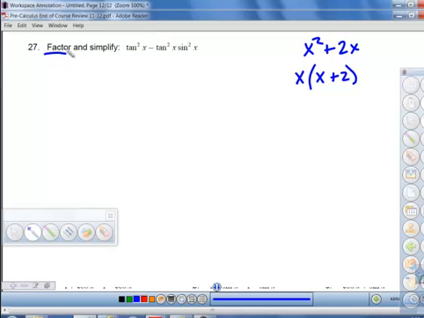But this one just says to factor and simplify if you can. So do you see a common factor in each of these terms? Yeah, they both have a tangent squared. So if I pull out a tangent squared, then this is just going to be a 1, and then I have minus sine squared x. Now, I've seen this somewhere before.